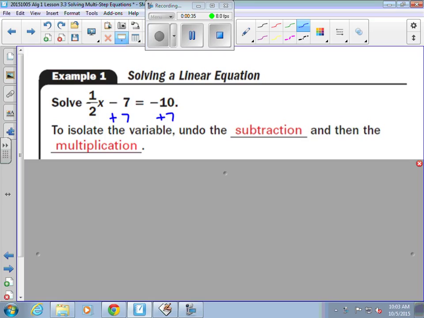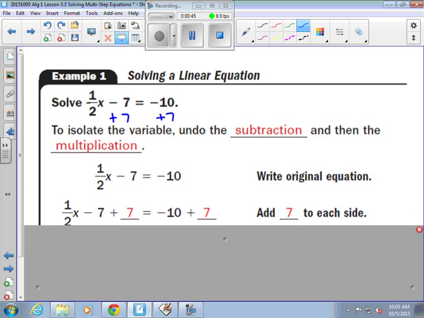Then we have multiplication of 1 half. We know how to cancel out multiplication. We divide by 1 half. Remember, dividing by 1 half is the same thing as multiplying by its reciprocal.